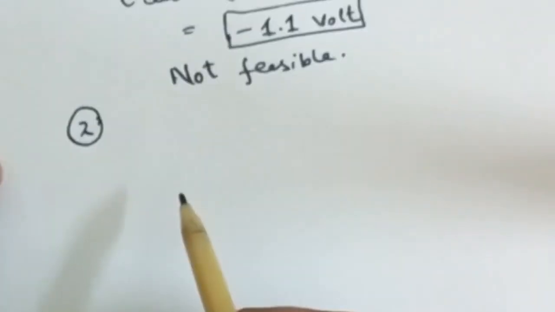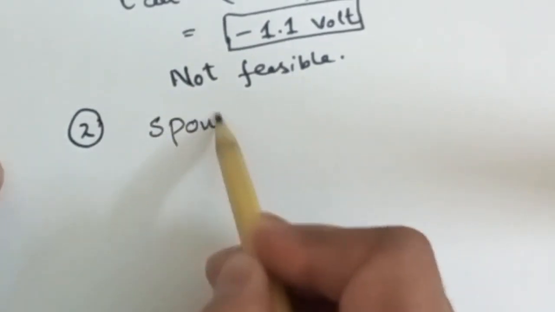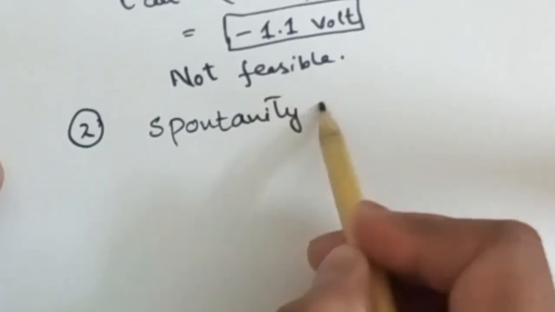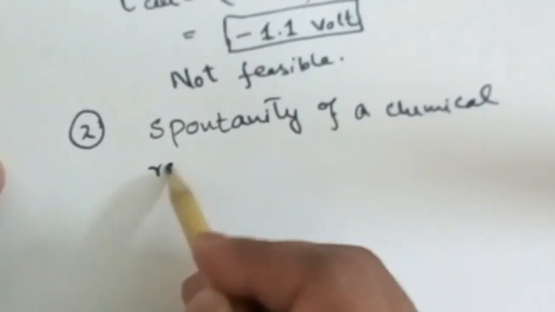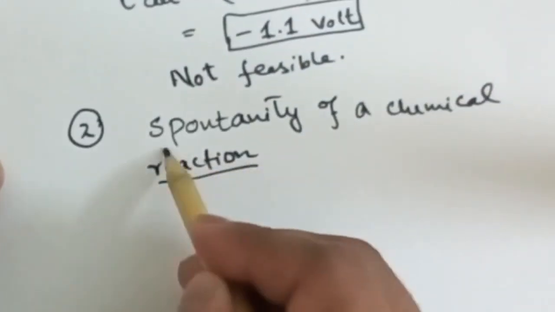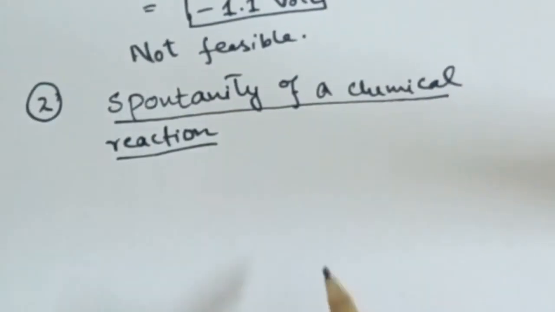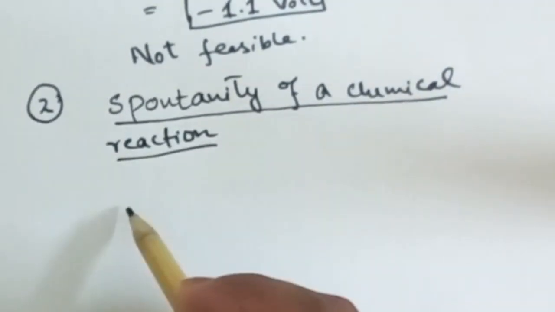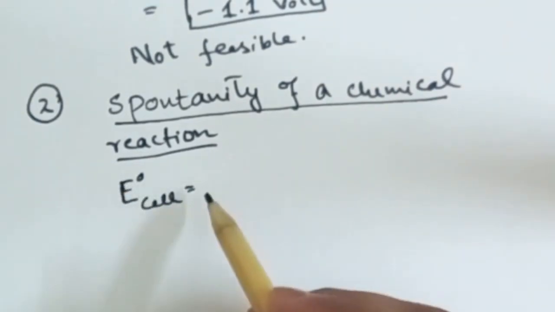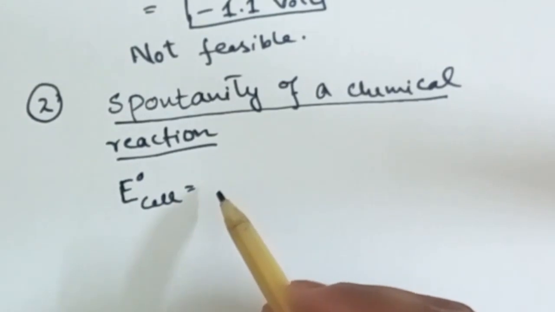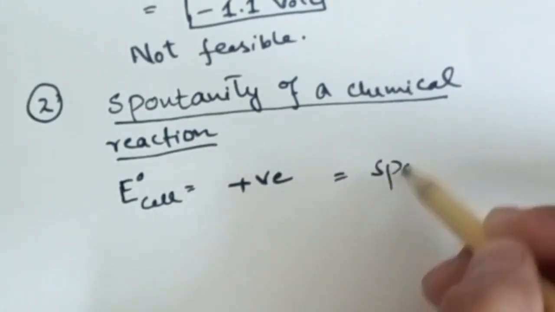Now the next application of the electrochemical series is spontaneity, to find out the spontaneity of a chemical reaction, whether a particular reaction will occur spontaneously or not. The general rule is that if the electrode potential of the cell is positive, such a reaction will occur spontaneously.